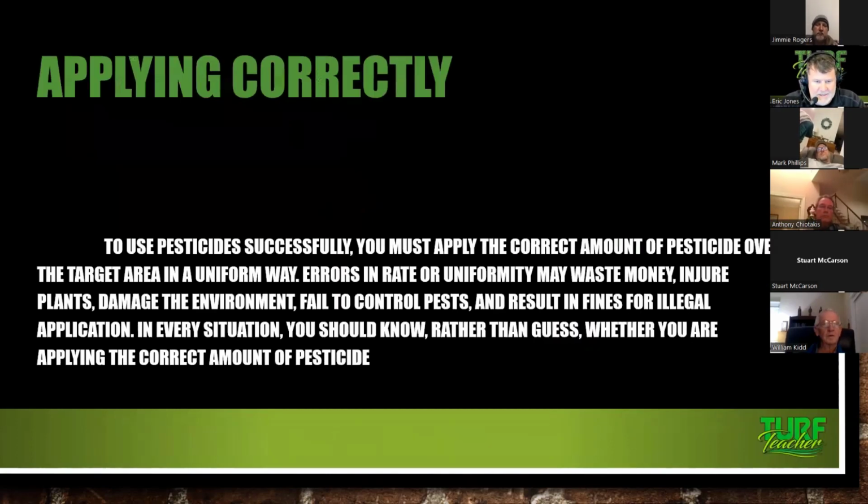To use pesticide successfully, you must apply the correct amount of pesticide over the target area in a uniform way. Errors in rate or uniformity may waste money, injure our plants, damage the environment, fail to control the pest, and result in fines for illegal application. Remember, it's illegal to apply too much. We're only supposed to use exactly what we need. In every situation, you should know rather than guess whether you're applying the correct amount of pesticide.